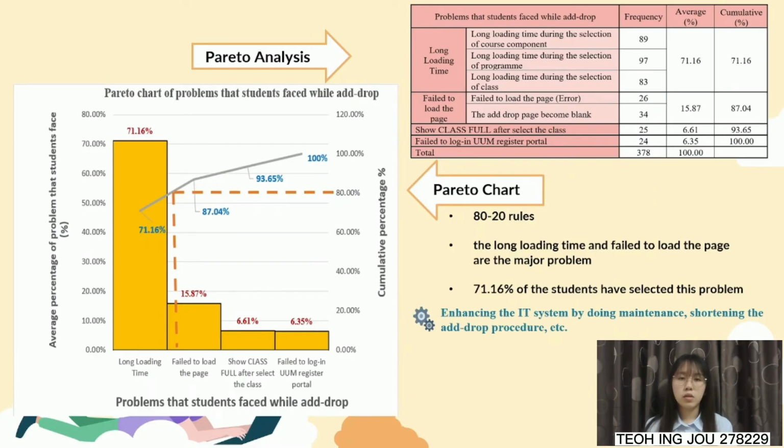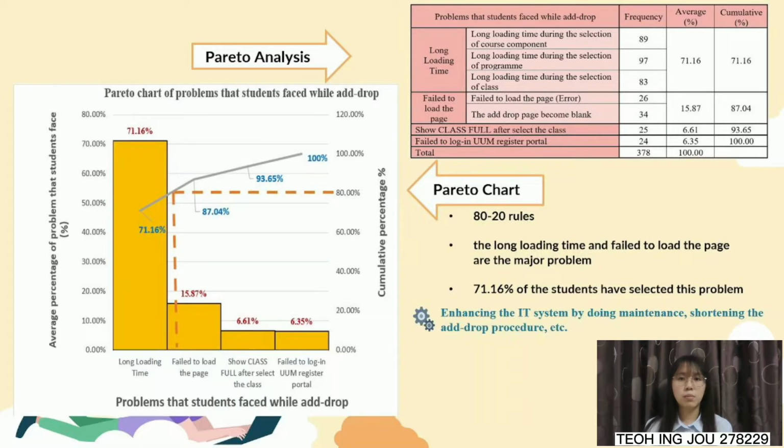Next, the table on the right is a Pareto analysis, while the left side is the Pareto chart to analyze the problem that students face while airdrop. Based on the Pareto chart and the 80-20 rule, the long loading time and failure to load the page are the major problems. From the survey, 71.16% of the students have selected this problem.